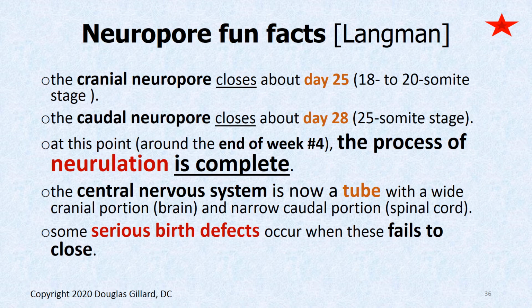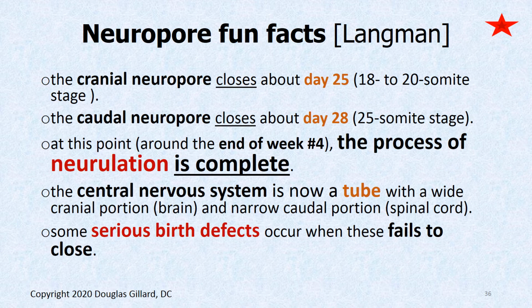Neural pore fun facts. So the cranial neural pore closes first, about day 25. You can also say the 18 to 20 somite stage is day 25. Caudal neural pore is the very last to close, about day 28, or the 25 somite stage. Once that closes up, the process of neurulation is officially complete. And now your central nervous system is a tube.